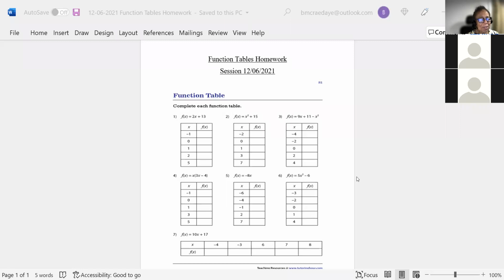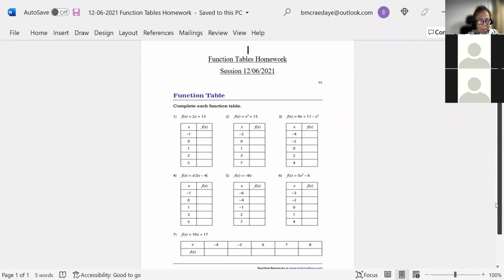Yeah. All right. Now, Latoya got all the tables correct, except number 4. But let's just start with number 1. Did you try that one, Chastity? This one? f of x is 2x plus 13. Did you try that one? Yeah, I did, but I did it wrong.